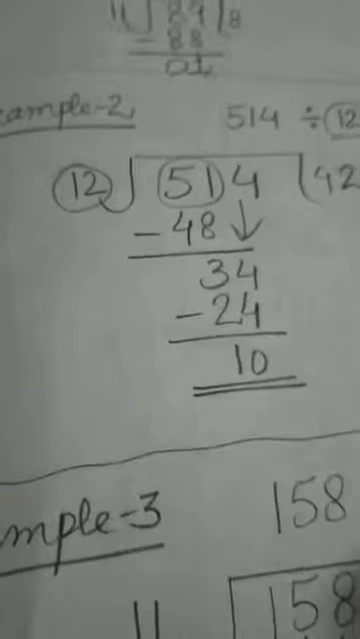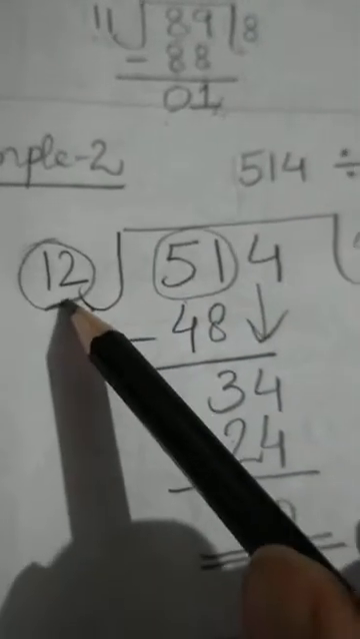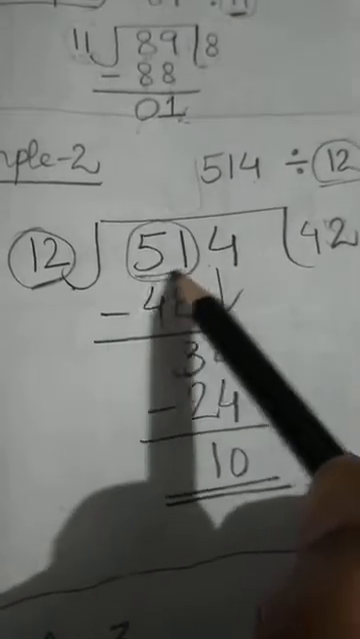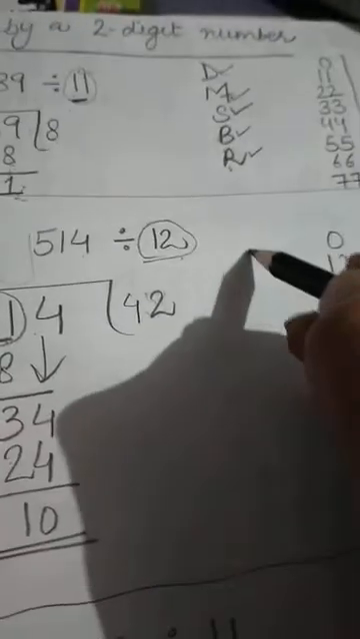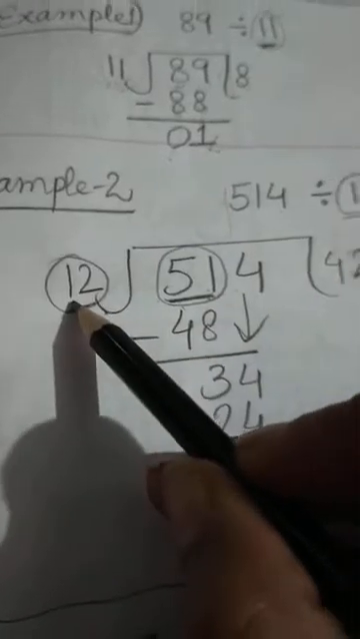So students, you can see here 514 divided by 12. Now here 12 has 2 digits, the divisor has 2 digits. So from this number we will take 2 digits to divide. Means the first step will be division. As we already know, we have to follow these steps. First is division. Here 51 will be divided by 12.